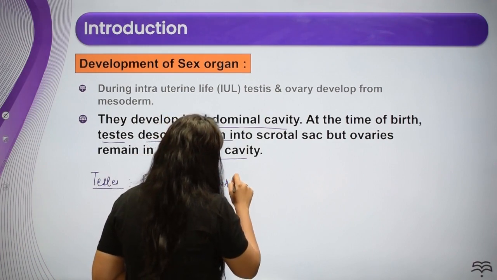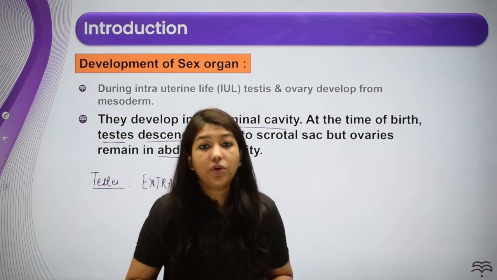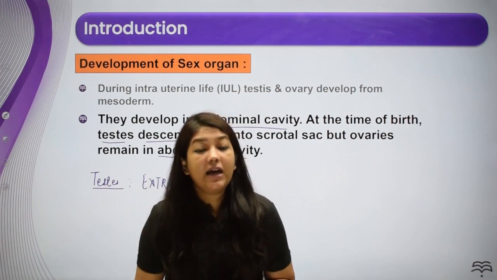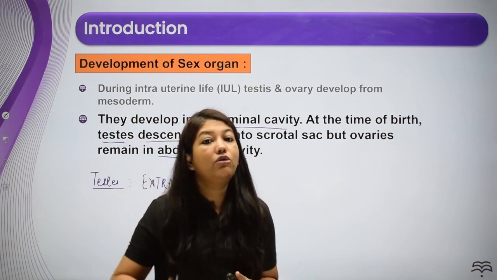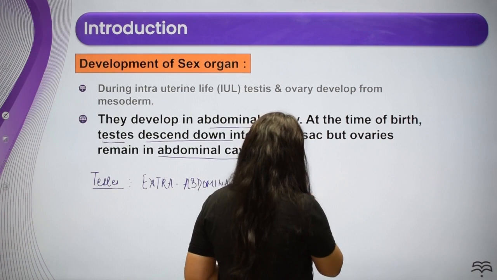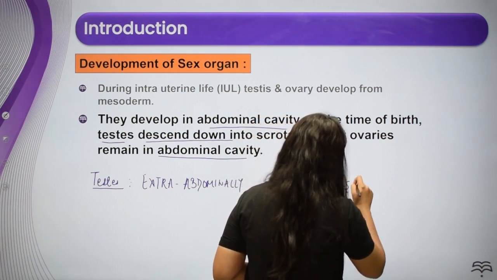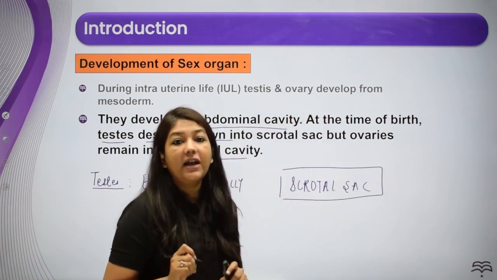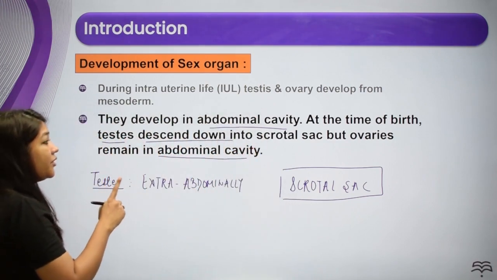So what is happening in case of males? The testes, it descends down. देखो development start हुआ है abdominal cavity में, but at the time of birth the testes, they are going to descend down, they are going to move out of the abdominal cavity in a sac like structure which is called as scrotal sac. What are we calling it as? Scrotal sac. सब चीजों के we are going to see the diagrams. You are going to understand this very nicely. All right, so this is a very important point.